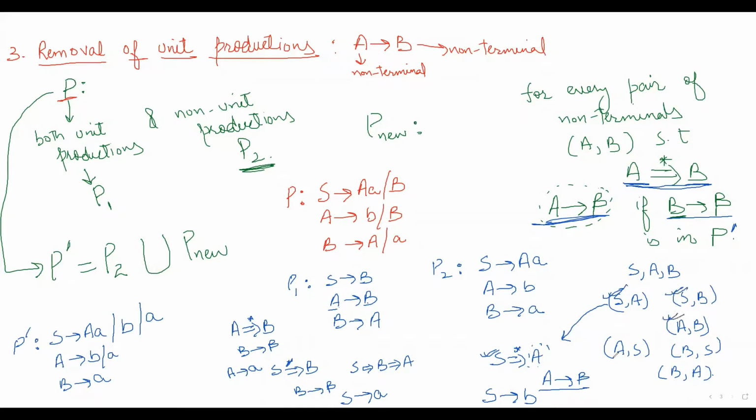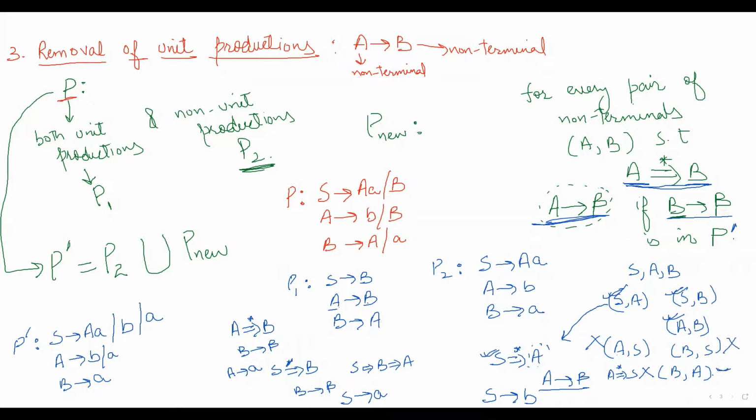This one completed. Now A gives S. So is it possible to derive S from A using these production rules? No, it is not possible. Okay, so this one is not there. So we will ignore this pair. B gives S. This one is also not there.